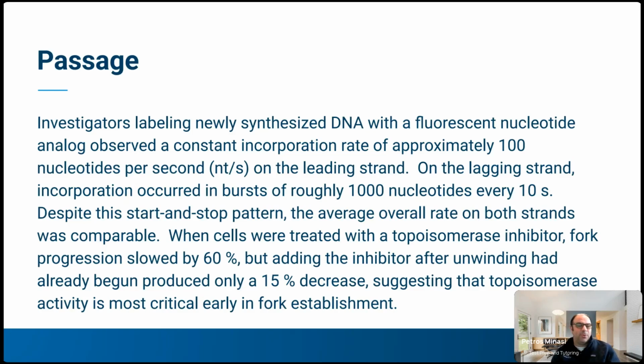When cells were treated with a topoisomerase inhibitor, fork progression slowed by 60%. But adding the inhibitor after unwinding had already begun, produced only a 15% decrease, suggesting the topoisomerase activity is more critical early in fork establishment. So they say, all right, here's our little experiment. We're throwing in this inhibitor of topoisomerase, fork progression slowing by 60%, but we put it in after we unwound things. It's only going to decrease it by 15%. So it's not as critical later on. It's more critical in the early stages of things.